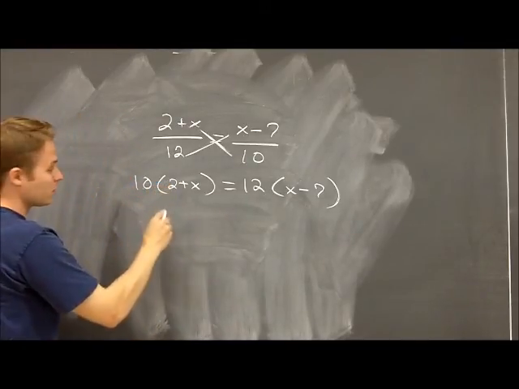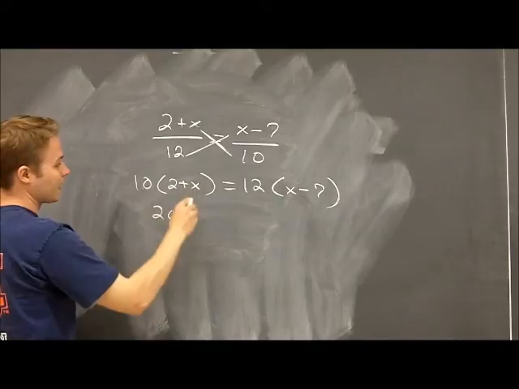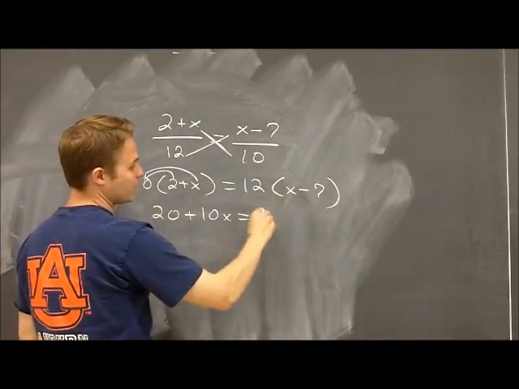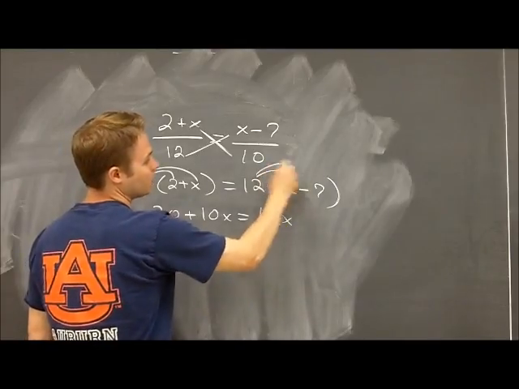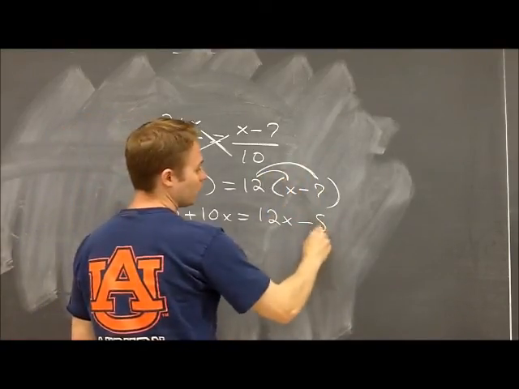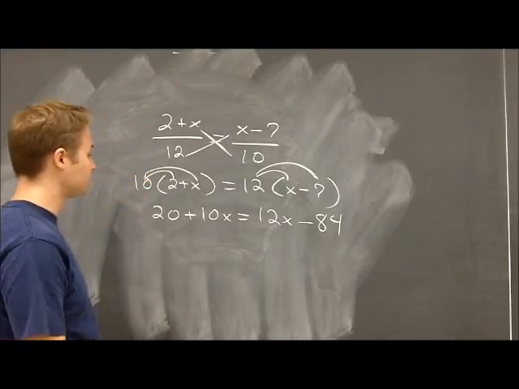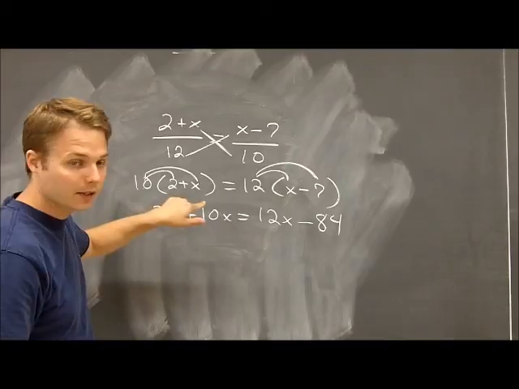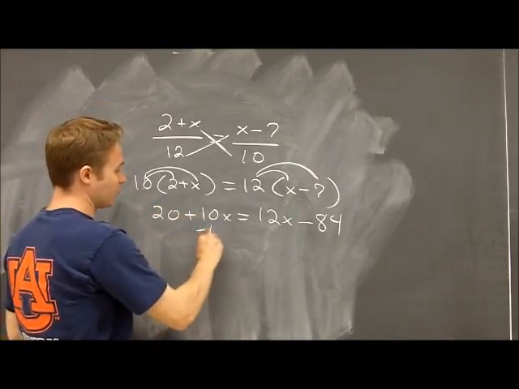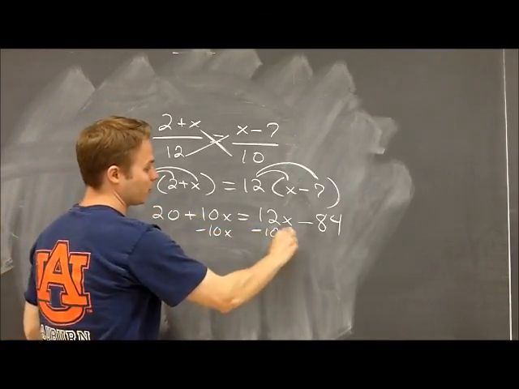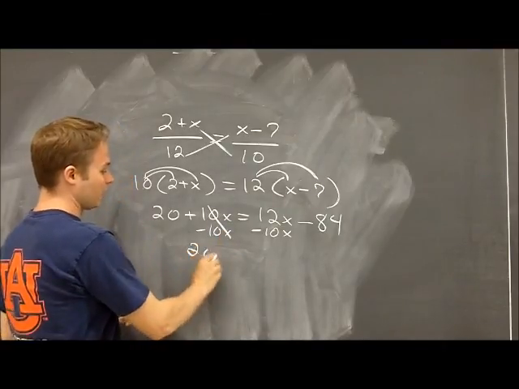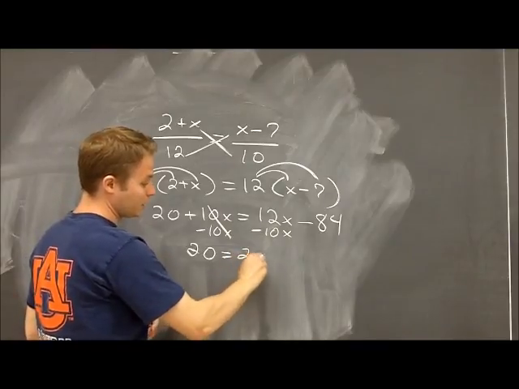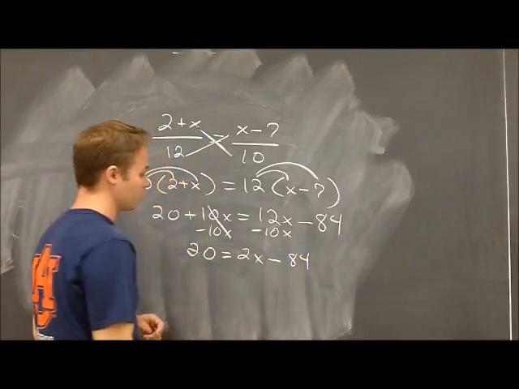So we have 10 times 2, which is 20. 10 times x is 10x. 12 times x is 12x. And then 12 times negative 7 is negative 84. So now I can combine all my things with x's in it. I want to move everything with an x to one side of the equation. So maybe I'll subtract 10x from both sides of the equation. And that'll leave me with 20 is equal to 12x minus 10x is 2x, and then minus 84.